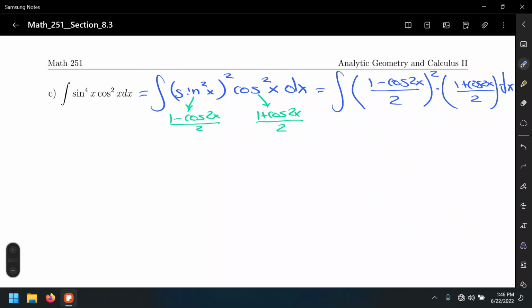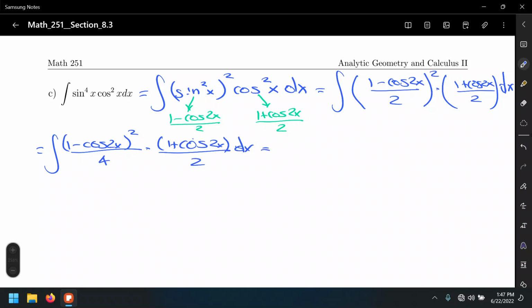Well, so before we can keep moving through this one, we need to simplify the power 2 over here. So number one, let me do one step at a time. That's going to be (1 minus cosine 2x) quantity squared, and 2 squared, which equals 4. And over here, everything remains the same: (1 plus cosine 2x) over 2 dx.